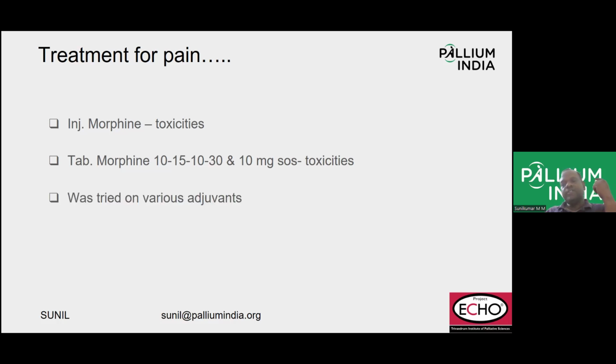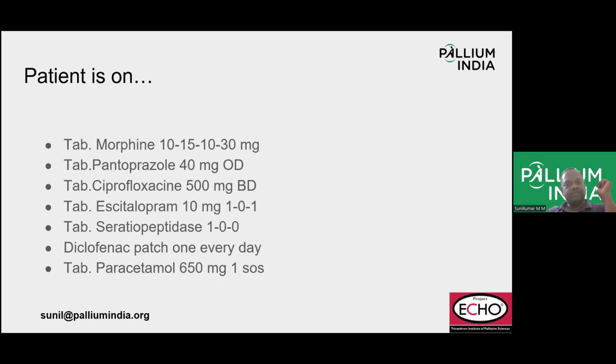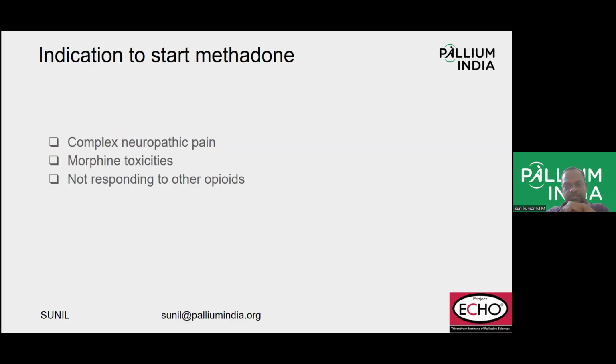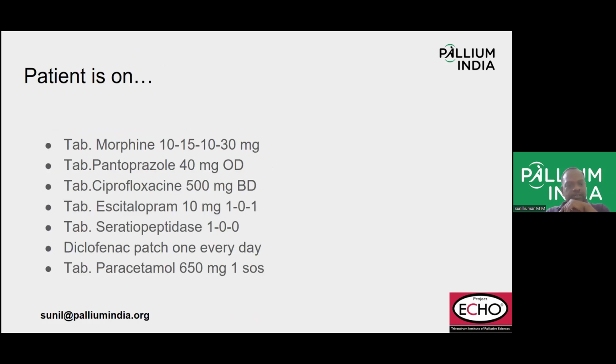And they also tried him on various adjuvants. When this patient came to us, this was the prescription: morphine, pantoprazole, ciprofloxacin, escitalopram, serratiopeptidase, diclofenac patch, paracetamol. So, can we start, or is this a suitable patient to start on methadone?